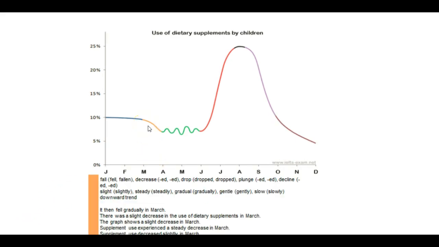Here we can see a slight decrease and then a fluctuation. So the words you can use: fall as a noun, fell, fallen as verbs; decrease as a noun, decreased as verbs. Same with other words here. Then this is the change, and this is the type of change. We have slight or slightly, steady or steadily, gradual or gradually, to describe the change that happened in this area. So basically we can say in March there was a significant decrease in the use of dietary supplements. You can also say it in another way: the graph shows a slight decrease in March.